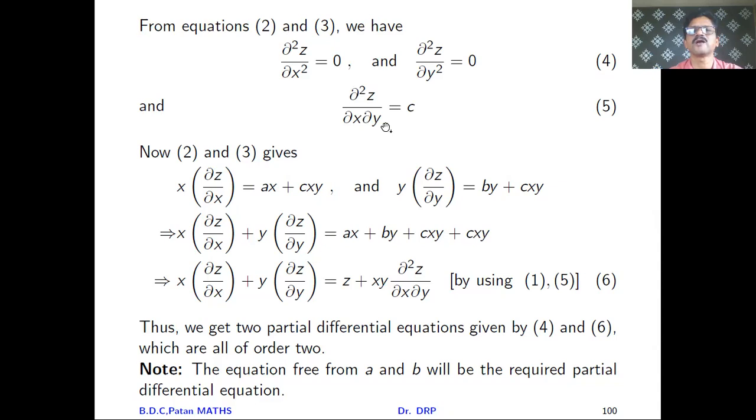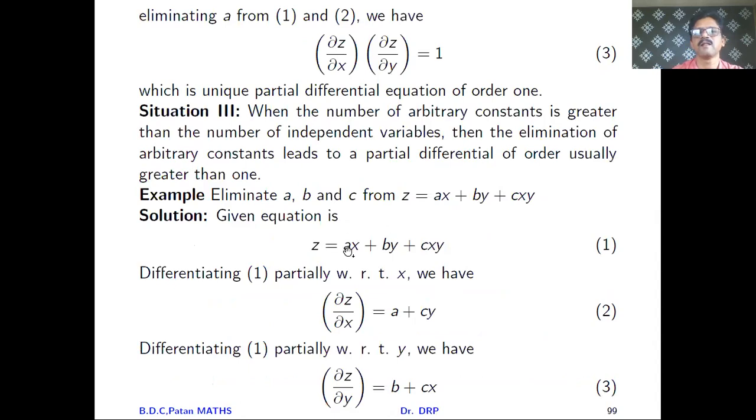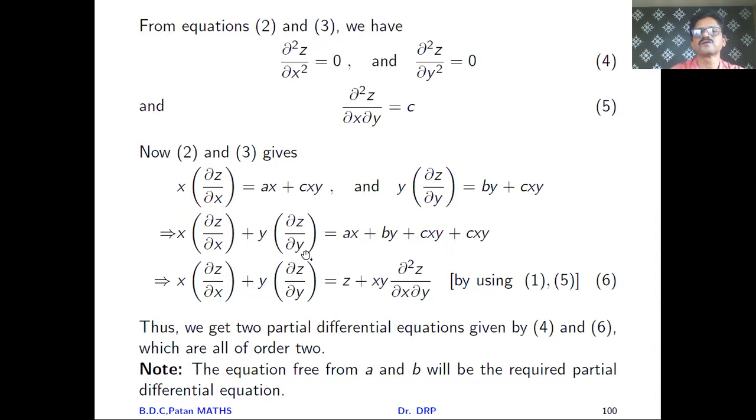So in ∂²z/∂x∂y, here ax plus by plus c into xy is nothing but z. Ax plus by plus cxy is z. So you substitute the values of these first three terms as z plus xy ∂²z/∂x∂y, you will get this one. And that you have to substitute here.